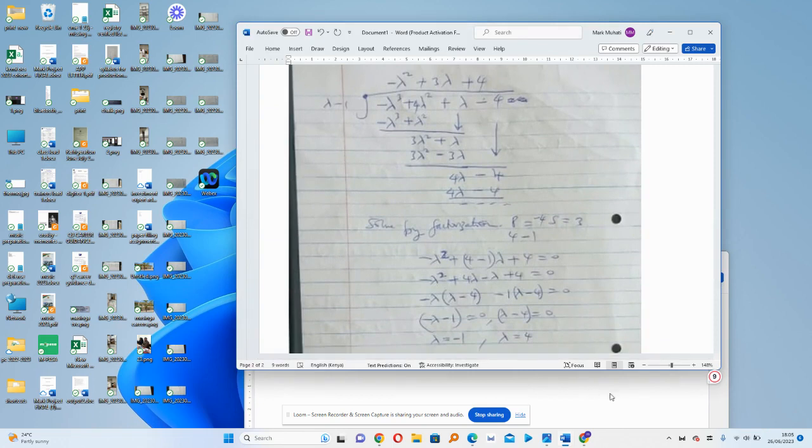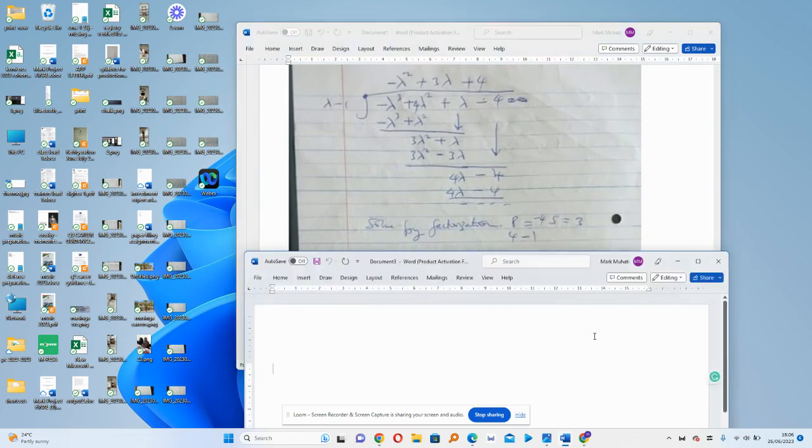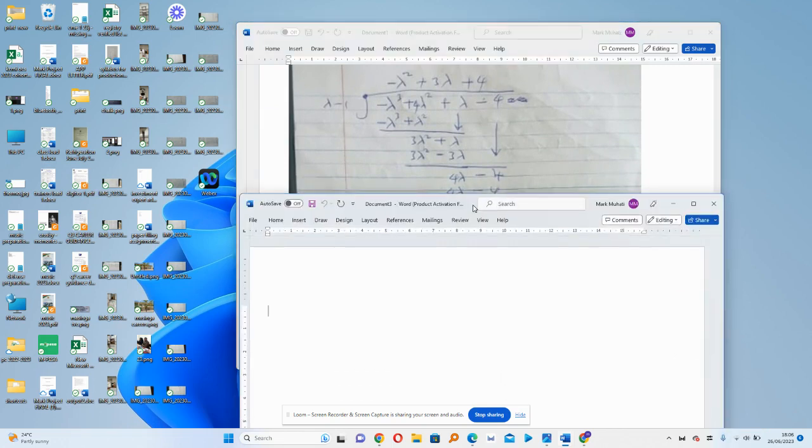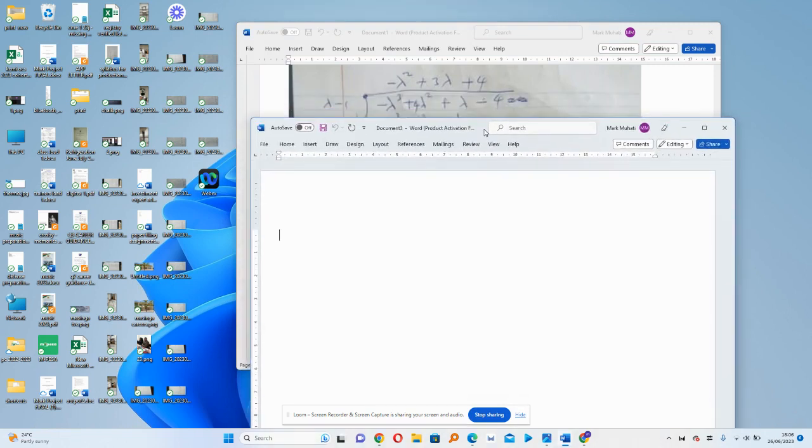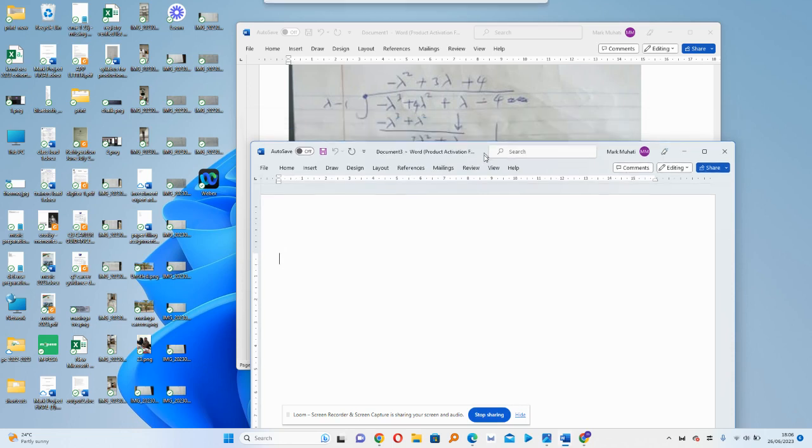That is the long division I'm talking about. And you set it in such a way that it gives you the answers very clearly. Negative 1, you put it on the left-hand side. And the equation in lambda, you put it on the right-hand side.